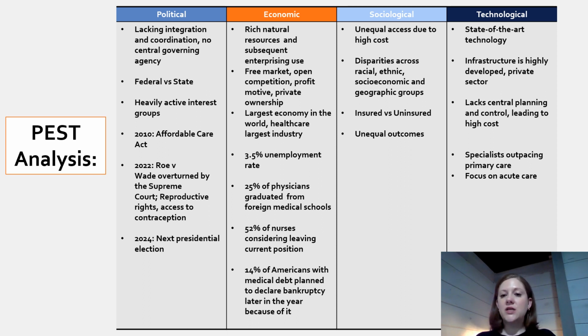Technologically, we have state-of-the-art technology with an infrastructure that is highly developed in the private sector, but lacks central planning and control, leading to high cost. Specialists are currently outpacing primary care, which leads to a focus on acute care and further increase in costs.